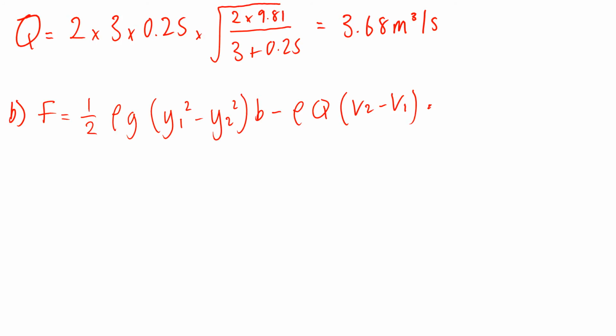So we know what rho is. Density of water is 1000. Gravitational acceleration 9.81. y1, y2 we're given, which is 3 and 0.25.